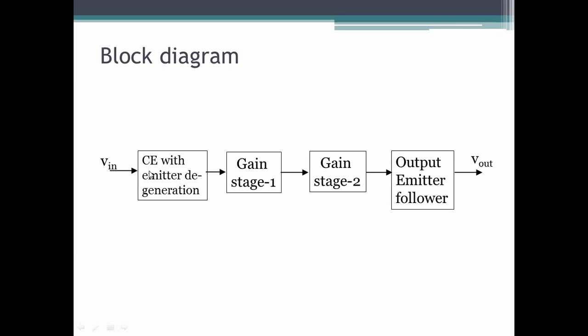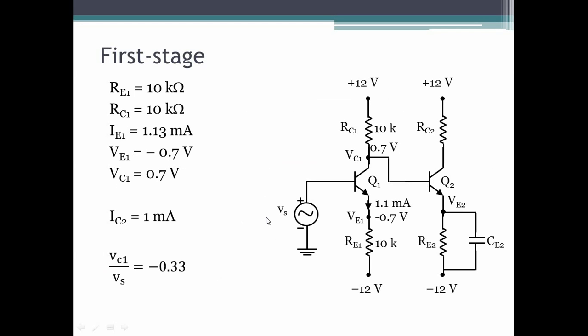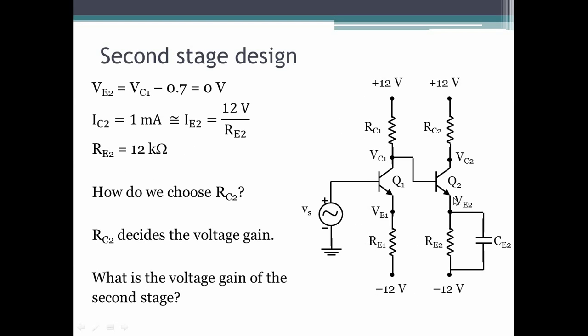We had said that the first stage has to be a common emitter amplifier with emitter degeneration. And in fact, we had just finished the design of this first stage. What we had designed was this first stage with Q1, an emitter resistor, a collector resistor, and the output taken at the collector. We determined values last time, and the voltage gain of this stage came out to be minus 0.33, and we said we live with it. And then this is the second stage, which is a gain stage. Okay, so now let's start the second stage design.